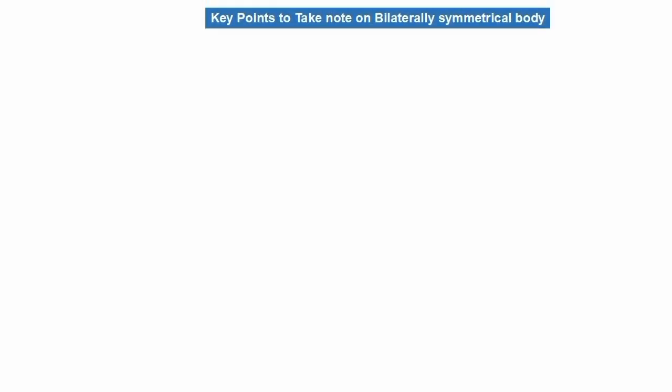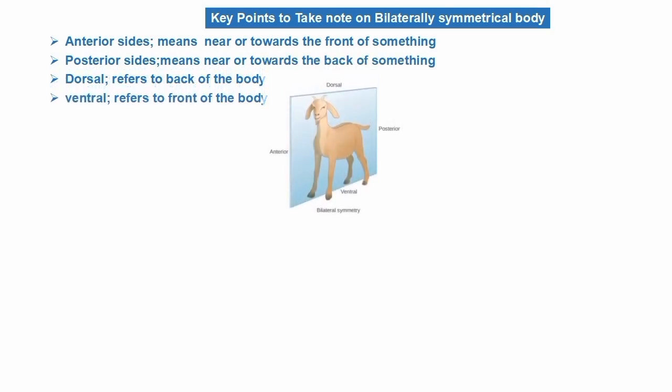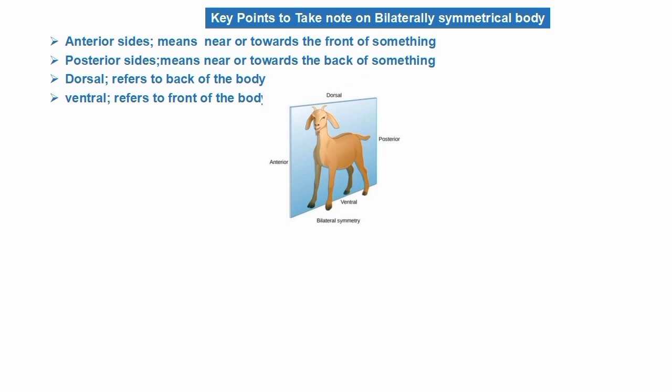Next, we will discuss some key points to take note of on the bilaterally symmetrical body. The first one is the anterior side, which simply means near or toward the front of something. Posterior side simply means near or toward the back of something. Dorsal refers to the back. Ventral refers to the front of the body. As you can see here, the dorsal side, anterior side, ventral side, and posterior side. This is a bilaterally symmetrical body.